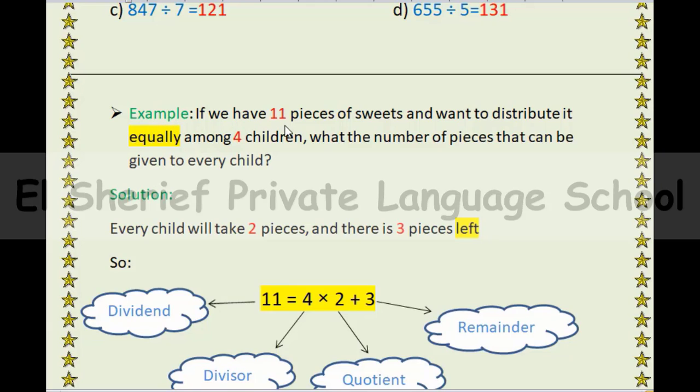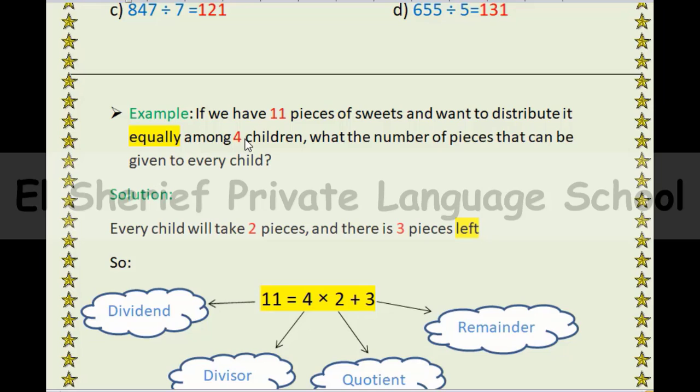Example, if we have 11 boxes of sweets and want to distribute it equally among 4 children, what is the number of boxes that can be given to every child? Okay, here we have 4 children, and how many boxes of sweet? 11. Okay, back 11 one step, we get 10. 10 can't be divided by 4. Back another step, 11 become 9. Oh, 9 can't be. Back another step, 8, and the 8 can divide by 4.